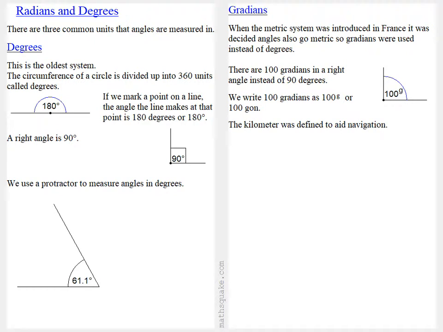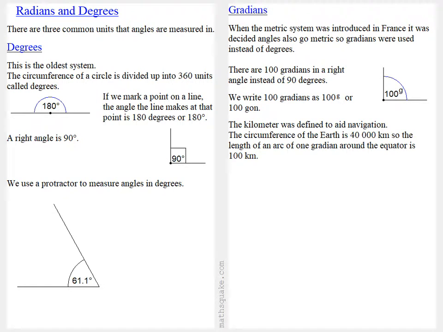The kilometre was defined to aid navigation. The circumference of the Earth is 40,000 kilometres, so the length of an arc of one gradian around the equator is 100 kilometres.